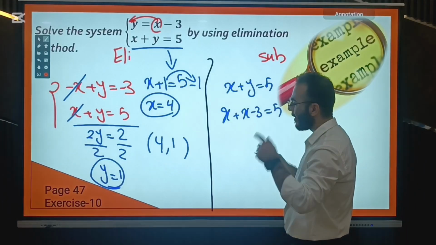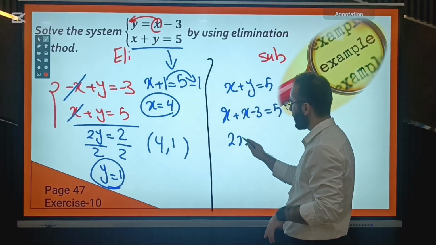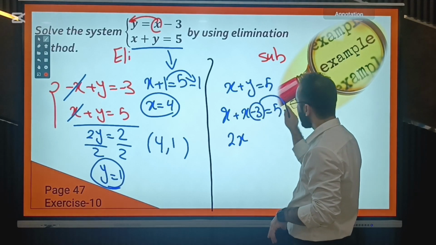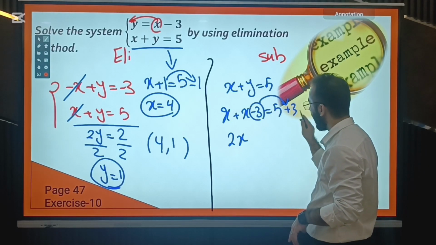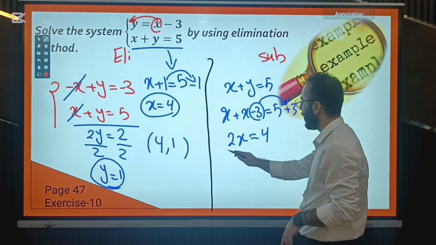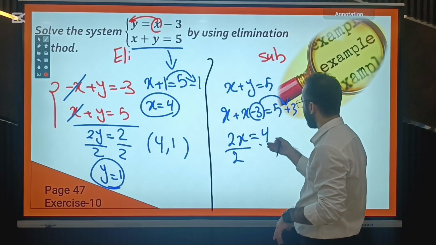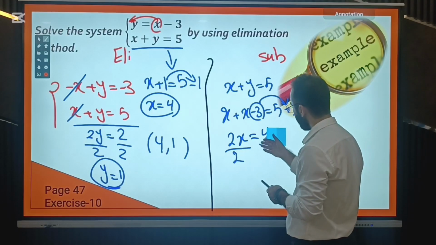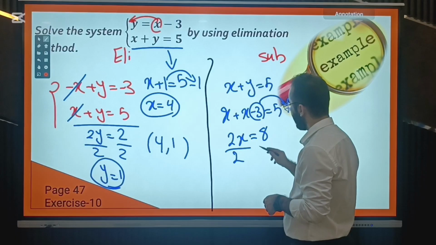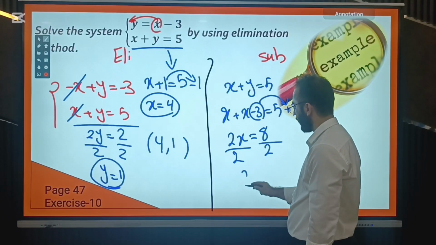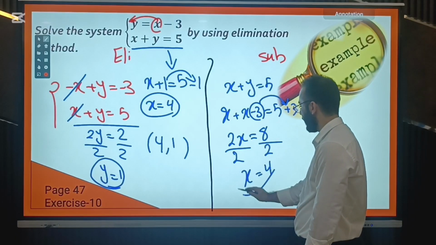Now we have only one variable: x plus x, 2x. Move this negative 3 to the other side, and it becomes positive 3. 5 plus 3 is 8. Divided by 2, divided by 2. So x would be 4.